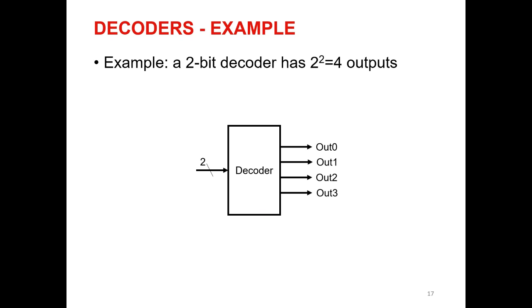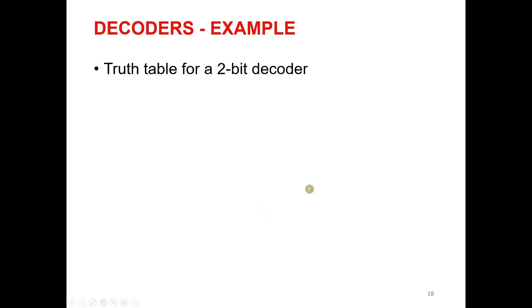Now, instead of having a 1-bit decoder, imagine I have a 2-bit decoder. That means that we will have 2 power 2 outputs, that is 4 outputs. So here I will have 2 input bits, and depending on the value of those 2 input bits, one and only one of these outputs will be true. So the truth table for this 2-bit decoder will be as follows.